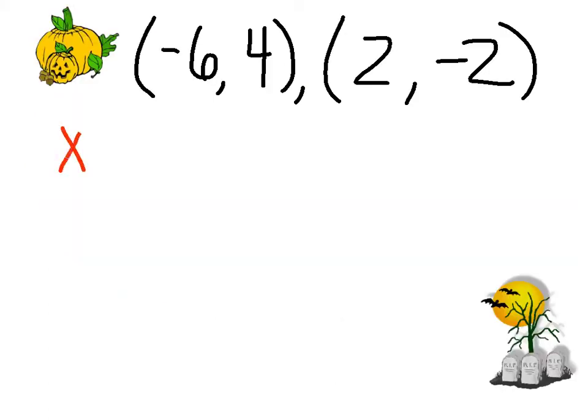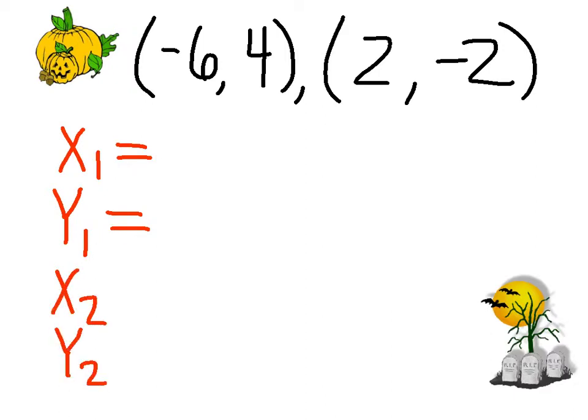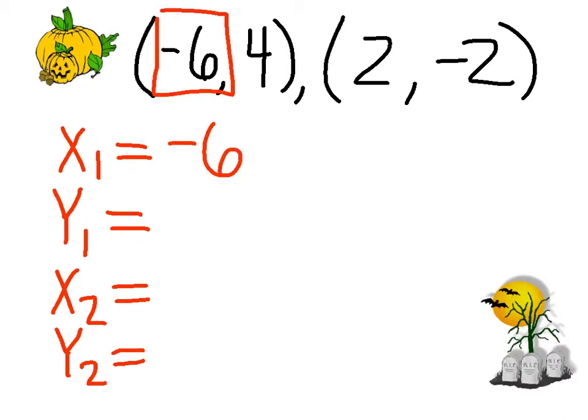Alright, for the second example, we want to find our x1, y1, x2, and y2. What's our x1? -6, right. Our y1? 4. Our x2? And our y2? Alright, good.